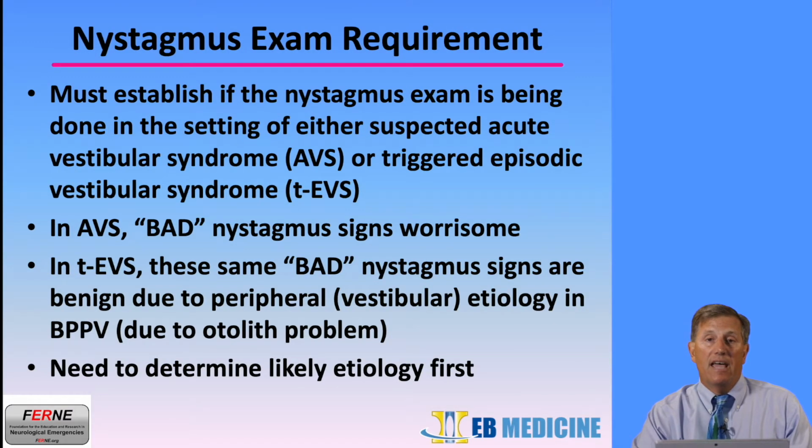So, what is the nystagmus exam requirement? You must establish if the nystagmus exam is being done in the setting of either suspected acute vestibular syndrome, AVS, or triggered episodic vestibular syndrome, or TEVS, which suggests BPPV or a peripheral cause. In AVS, the bad nystagmus signs are worrisome, and in triggered episodic vestibular syndrome, these same "bad nystagmus signs" are benign, or more likely benign due to peripheral vestibular etiology in BPPV, which is due to an otolith problem in your semicircular canals. So remember, before determining your nystagmus exam interpretation, you need to determine the likely etiology first and examine the setting of AVS or triggered episodic vestibular syndrome.